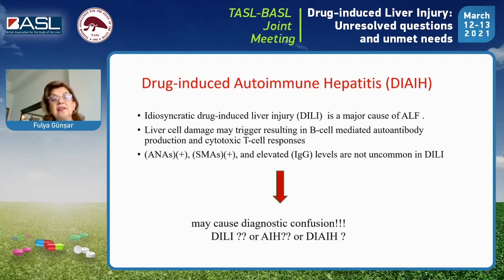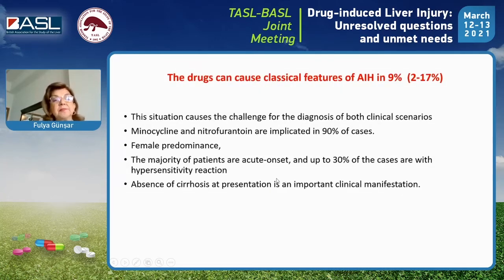And this may cause diagnostic confusion. Is it really DILI or autoimmune hepatitis or drug-induced autoimmune hepatitis? The drugs can cause classical features of autoimmune hepatitis in 9% of patients. This situation causes a challenge for diagnosis of both clinical scenarios.